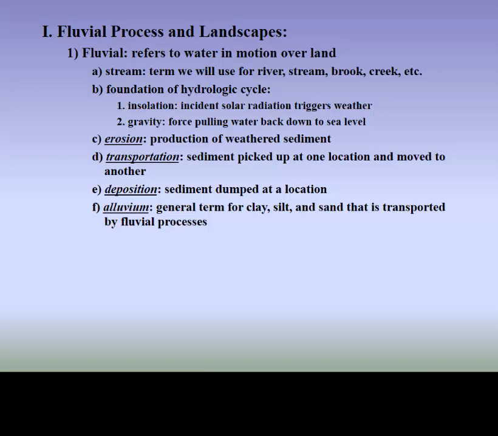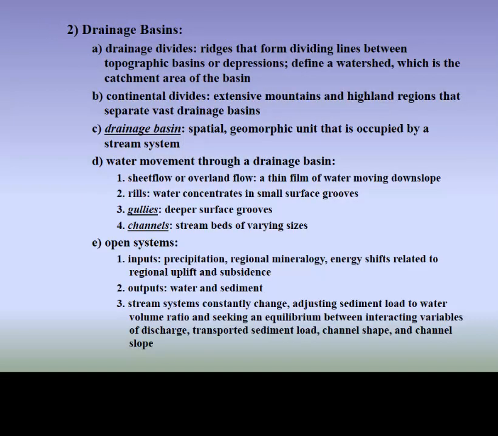It involves transportation, deposition, and alluvium, which is basically sand and silt that is transported by river processes. It gets pulled or moved by gravity, okay, so higher elevation to lower elevation. We have something called the drainage basin. A drainage basin is a spatial, geomorphic unit that's occupied by a stream system, and it's formed by ridges and basically by elevation.